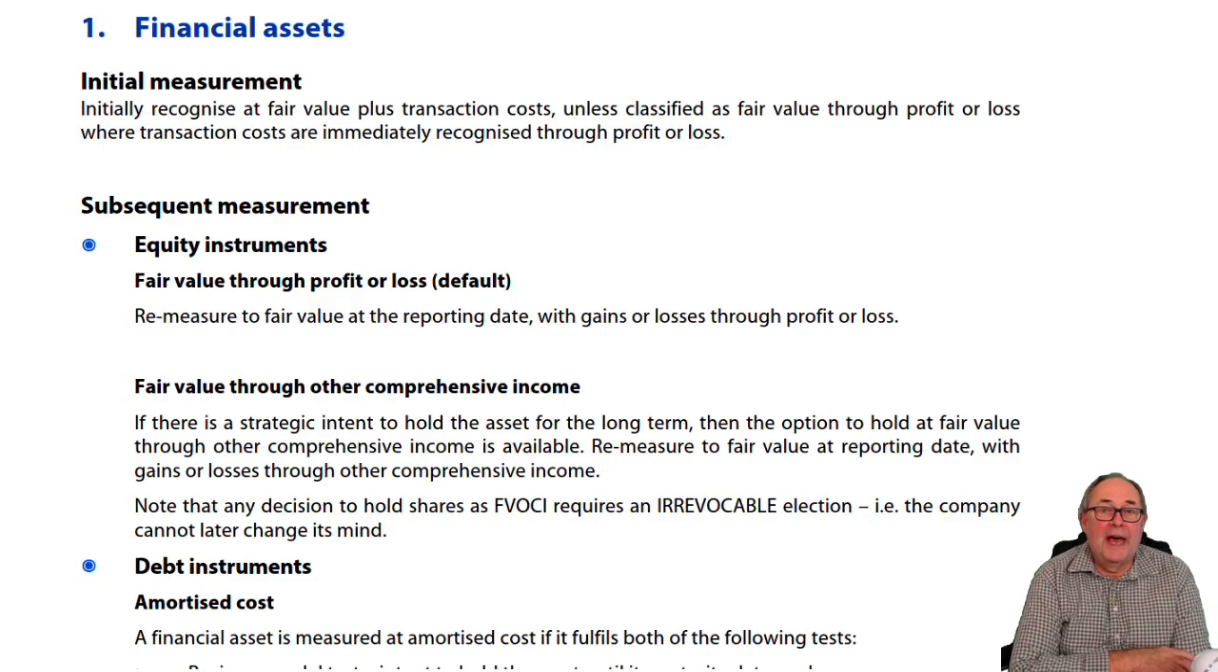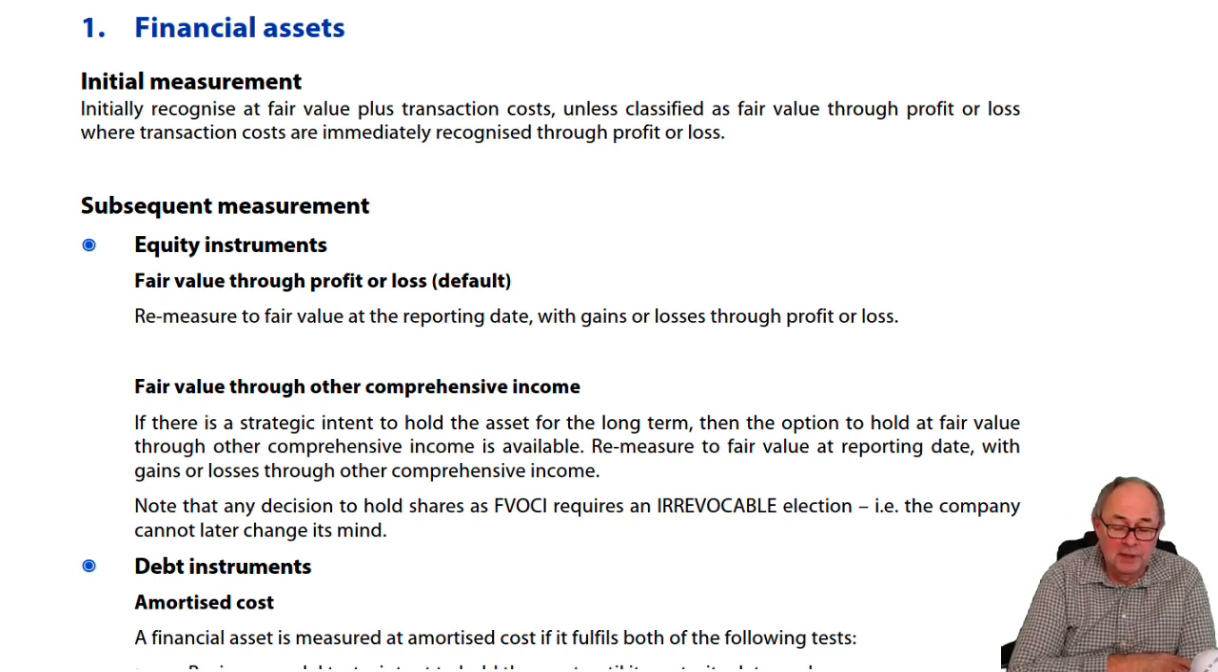We're going to look now at accounting for financial assets. These are things on the debit side of the balance sheet. Remember, they are primarily investments in shares and also loans made to other companies, or maybe it's a receivable from another company.